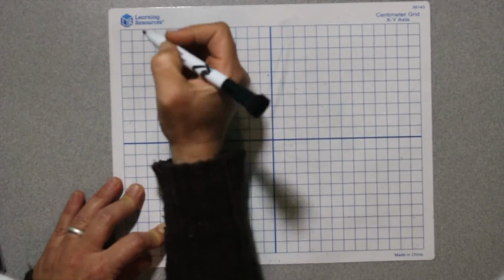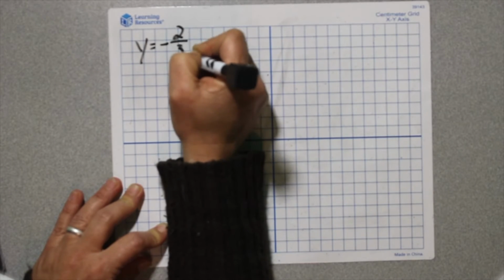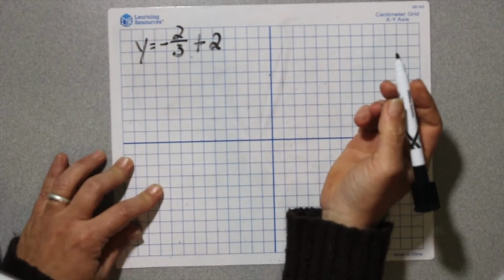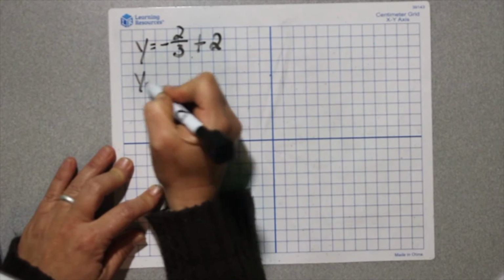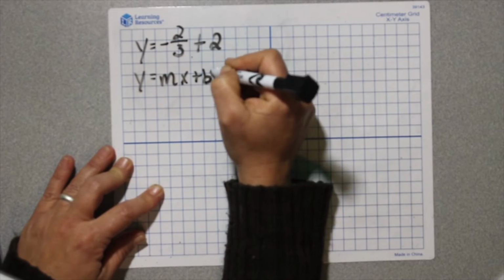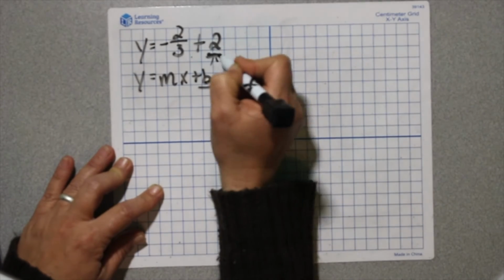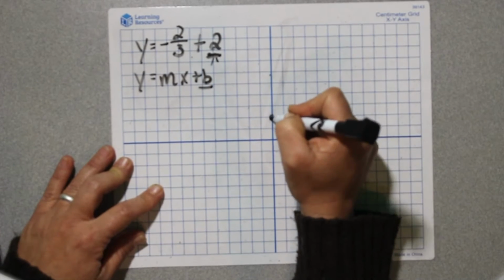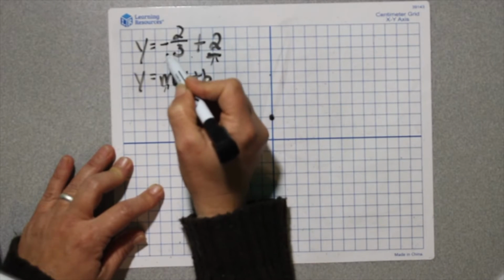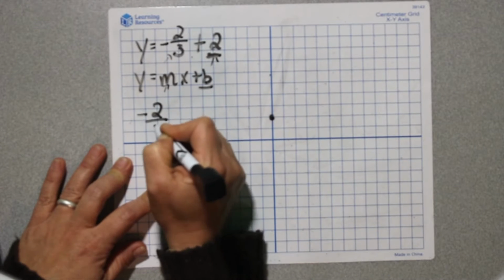Let's do y equals negative 2/3 x plus 2. Alright, so if we put it in y equals mx plus b, we can see that our y-intercept is 2 because it's in the place of b. So we're going to count up 2 and put a dot. And then we see our slope, m is our slope. So that is negative 2/3. So slope is negative 2 over 3.